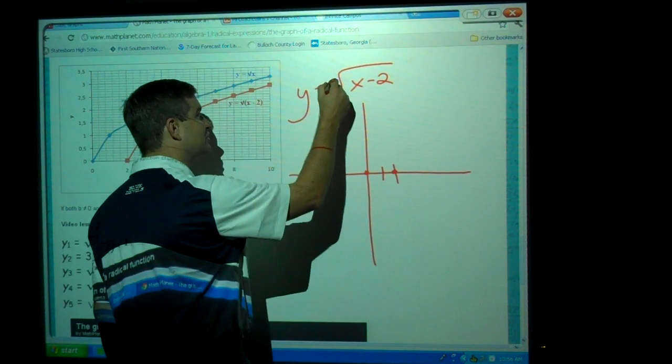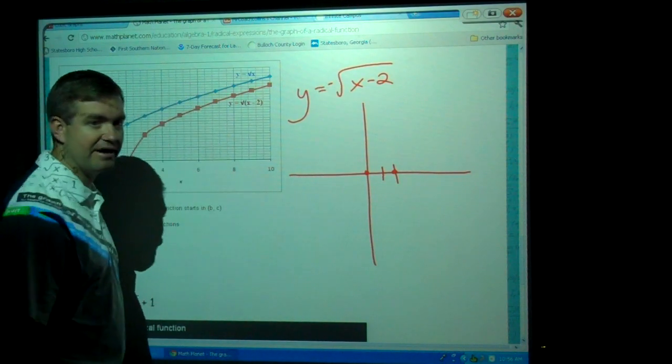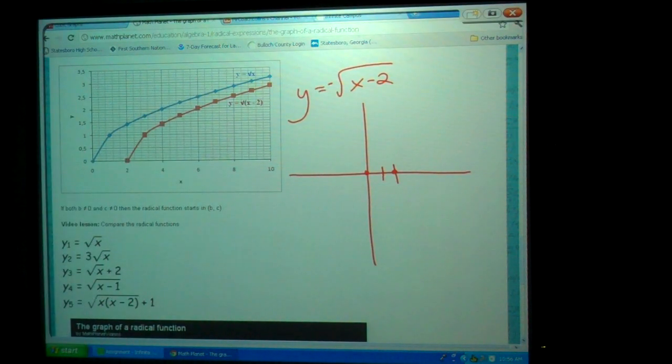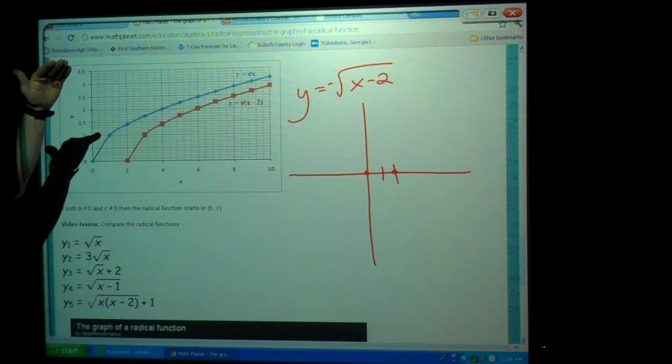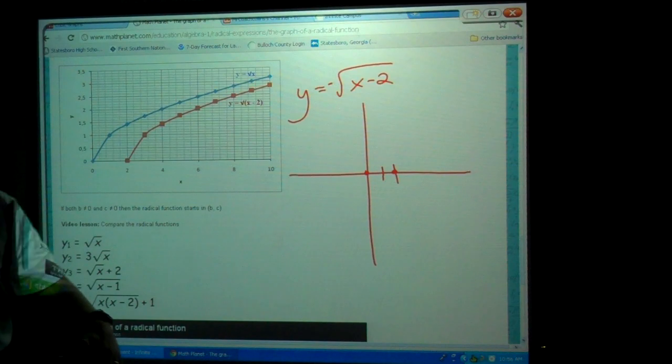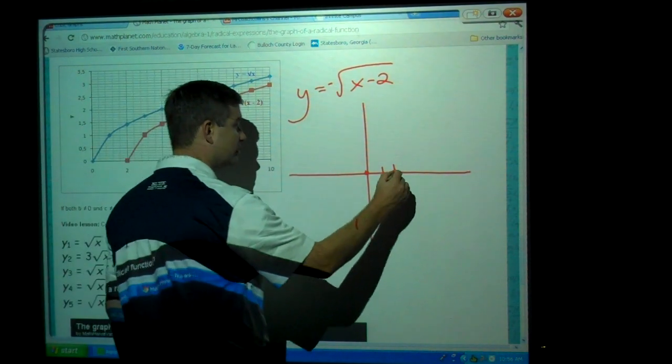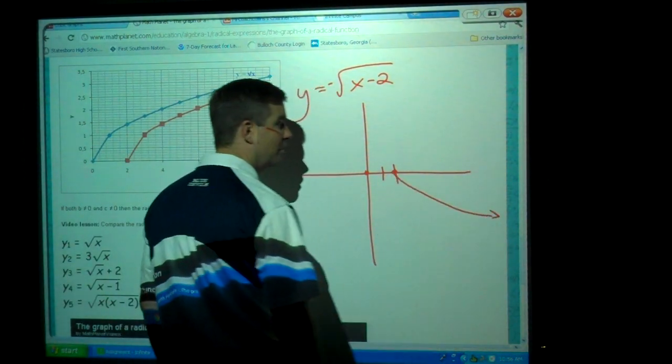A is positive. Let's change it up a little bit. Let's put a negative in front. How does that change it? It goes down. Instead of being in quadrant 1, what quadrant is it going to be in? 4. Remember 1, 2, 3, 4. It's going to be down here in quadrant 4.